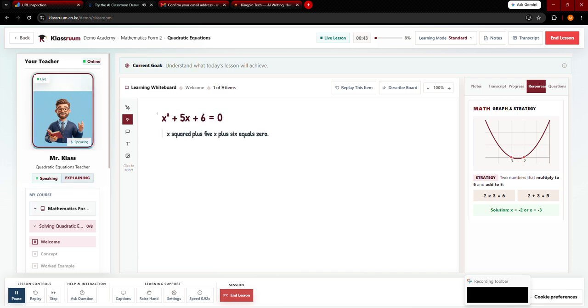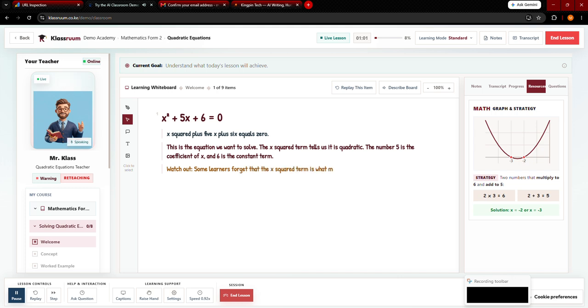x squared plus 5x plus 6 equals 0. This is the equation we want to solve. The x squared term tells us it is quadratic. The number 5 is the coefficient of x, and 6 is the constant term. Watch out, some learners forget that the x squared term is what makes this quadratic.